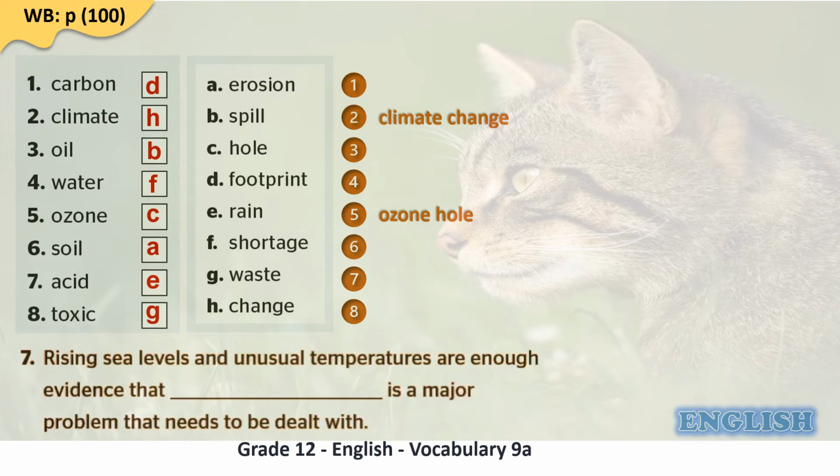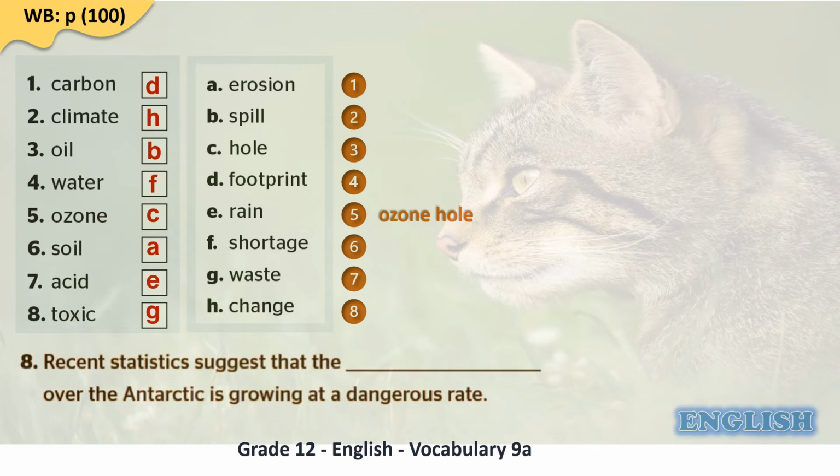Number 7, rising sea levels and unusual temperatures are enough evidence that climate change is a major problem that needs to be dealt with. Of course, what caused the ice to melt and the sea levels to rise is the climate change. And number 8, and the last sentence says, recent statistics suggest that the ozone hole over the Antarctic is growing at a dangerous rate. Of course, what is growing nowadays is the ozone hole.